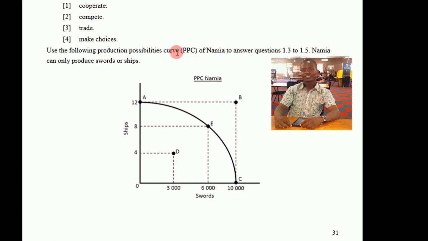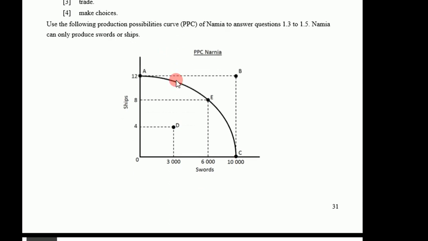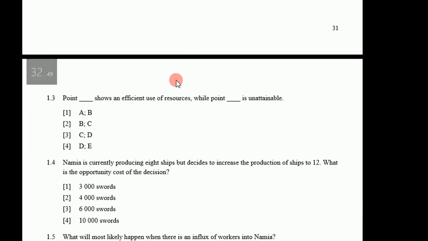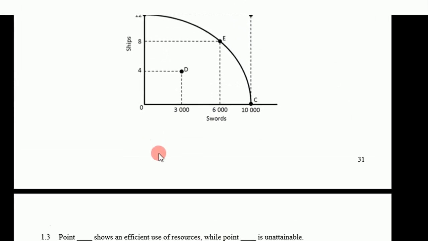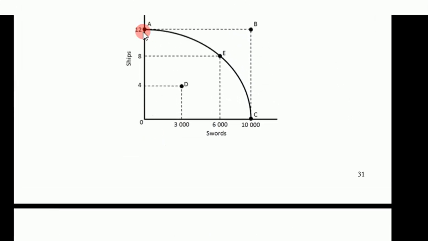Namia can only produce swords and ships, right? This is the production possibility curve we have. So question 1.3 says point dash shows an efficient use of resources while point is unattainable. So efficient use of resources, any point that lies along the production possibility curve shows an efficient use of resources. So here we have point A, E, and C as 3 points that show efficient use of resources, and point D shows inefficient use of resources.